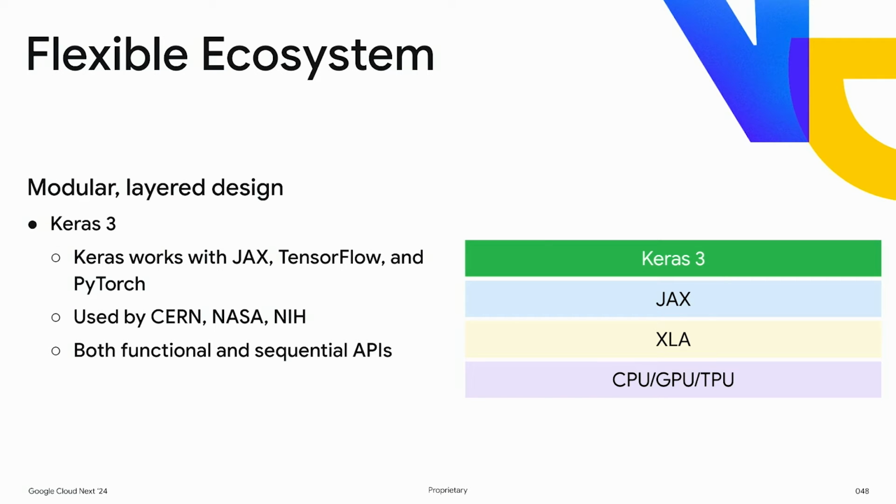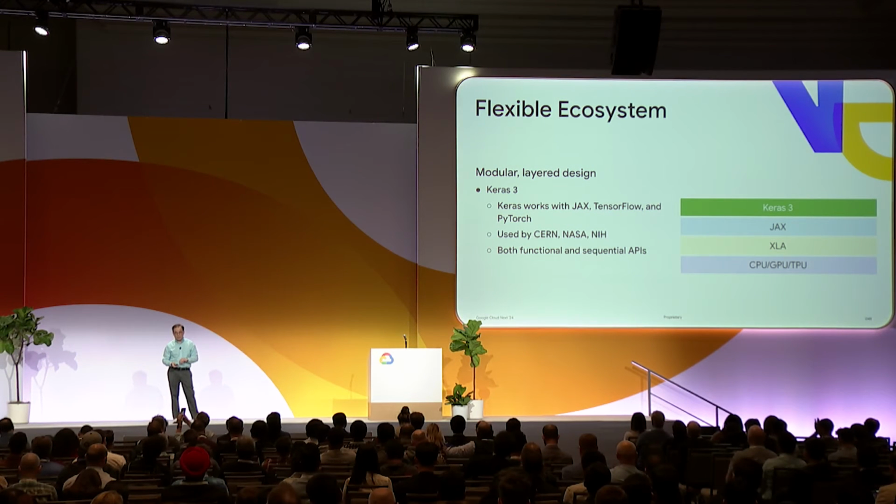But there's also Keras 3, which layers on top of JAX and does not really require those other libraries because it's more of a batteries included framework. And probably a lot of you are familiar with Keras because it's been around for a while. It's used by CERN, NASA, National Institutes of Health. There's different styles of programming that you can do using Keras, both functional and sequential APIs.